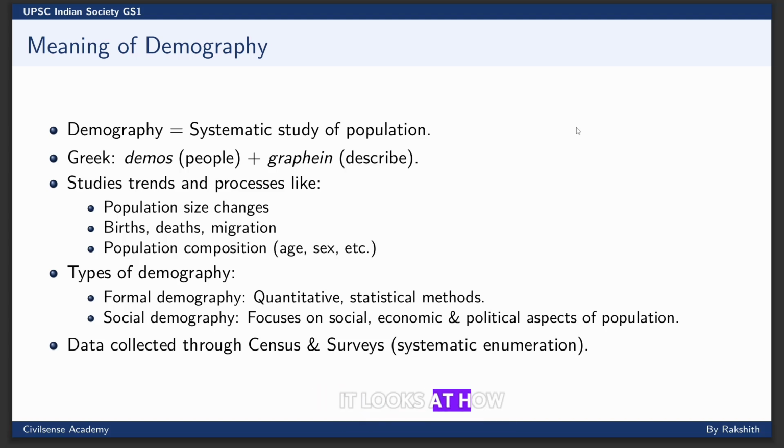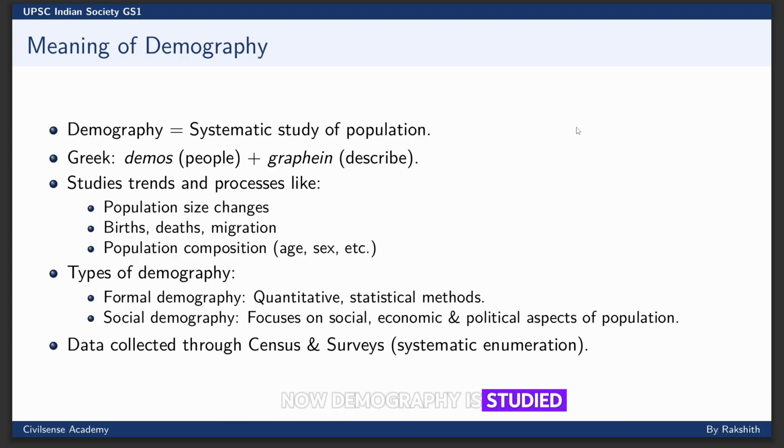It looks at how many people are there, how many are born, how many die, how many migrate, what is the balance between men and women, and what is the age structure of society. The word demography comes from the Greek word, that is demos means people and graphin means describe. So literally demography means describing people.